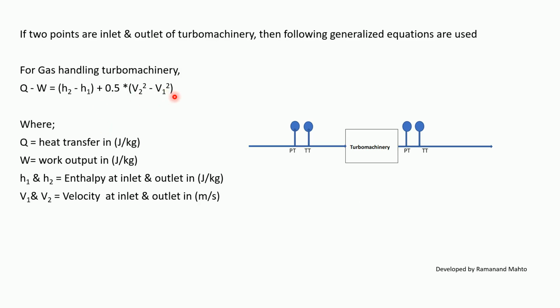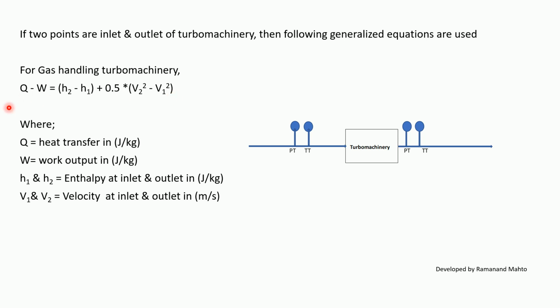Now this is a turbo machinery, and now we are discussing how we can use this energy equation for turbo machinery. So the inlet of turbo machinery is considered, let's say, inlet point, and the outlet of turbo machinery is considered as an outlet point. Since elevation head is almost the same for turbo machinery inlet and outlet, elevation head is not considered. So now we have to consider only two things. One is enthalpy and another is kinetic or velocity head.